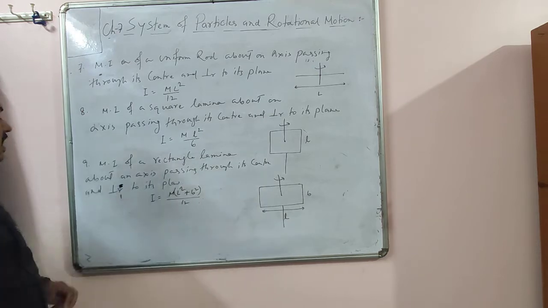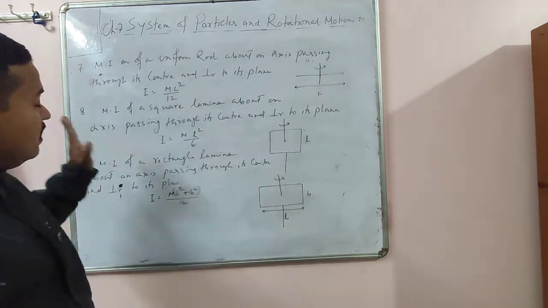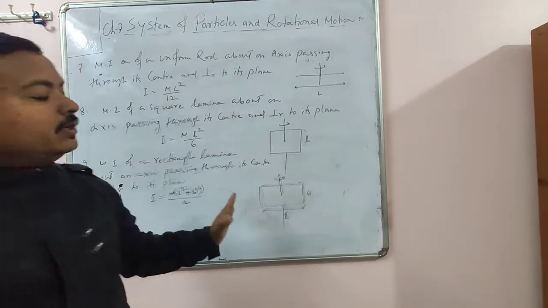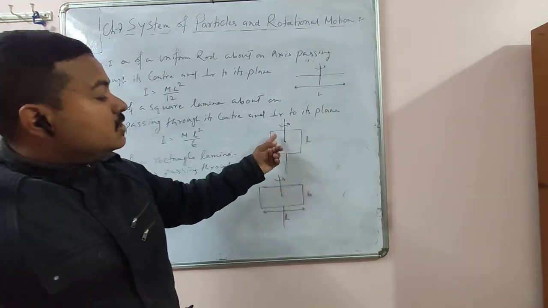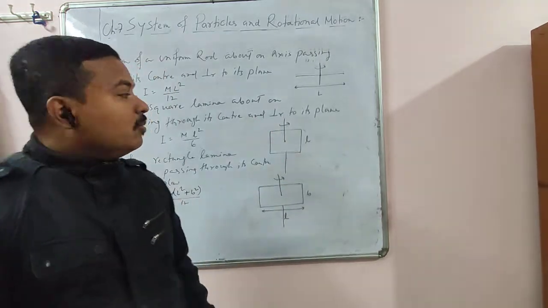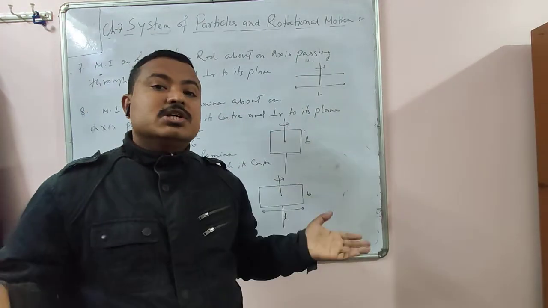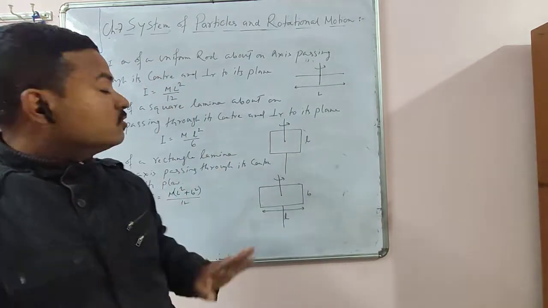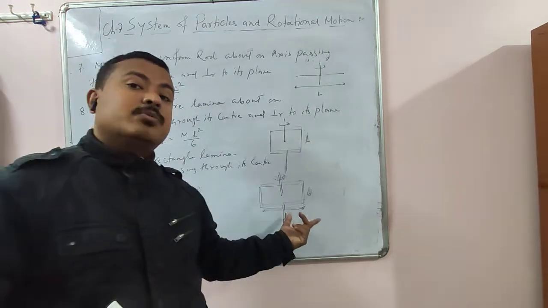So these are the 9 formulas. This you have to remember. Then by applying the 2 theorems, I will explain, we can find the moment of inertia about any other axis. For example, the moment of inertia of the square about a diagonal, of this rod about an axis passing through one end, of a ring about a diameter. So we'll see the applications part. But these 9 you have to remember along with the axes of rotation.